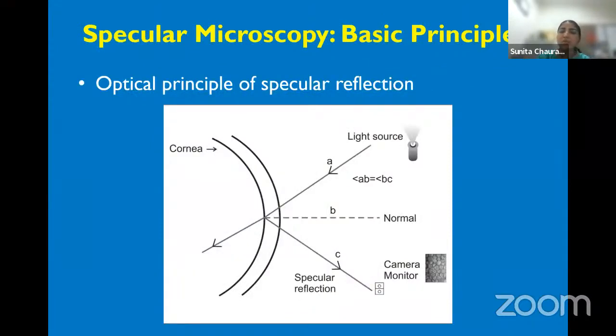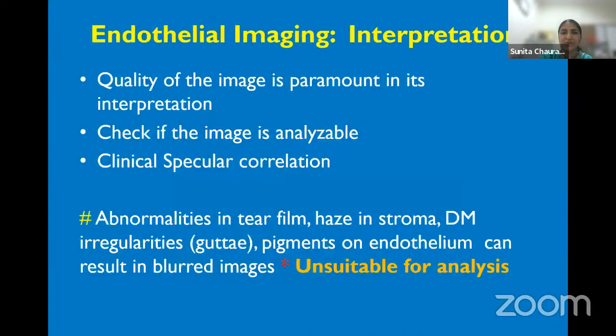Specular microscopy, we all know by basic principle, depends upon the optical principle of specular reflection, which means an incident light and a reflected light passing through the area of interest, the corneal endothelium, and you are able to image by means of the specular reflection. This is cast as an image and interpreted from the image procured. One of the important things in interpretation is the quality of the image, which is of paramount importance. We have to see that the image procured is analyzable, and thereafter we should do a clinical specular correlation.